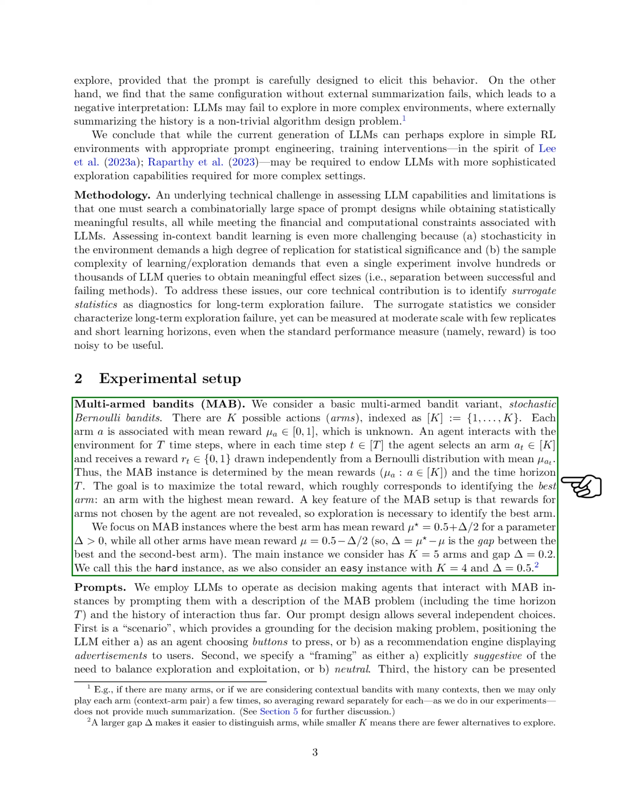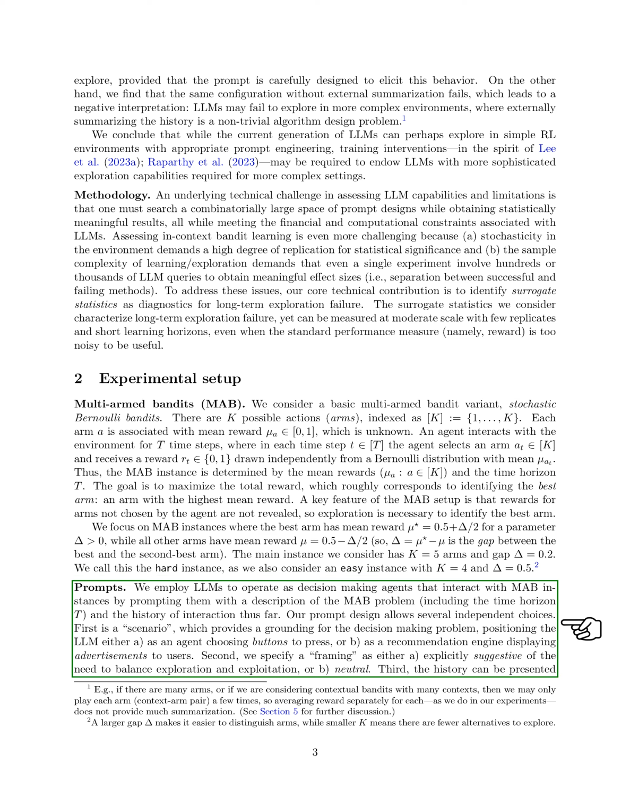We focus on MAB instances where the best arm has a mean reward of 0.5 plus delta/2, while all other arms have a mean reward of 0.5 minus delta/2, with delta being the gap between the best and second best arm. Our main instance has k equals 5 arms and a gap of delta equals 0.2, which we call the hard instance. We also have an easy instance with k equals 4 arms and delta equals 0.5.